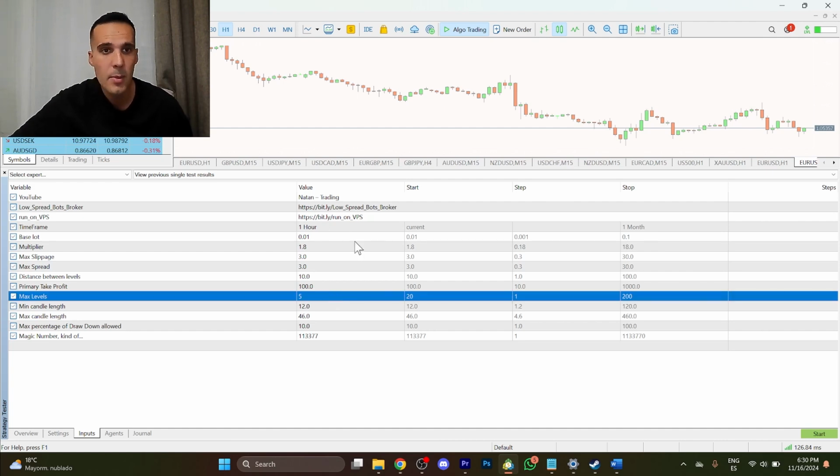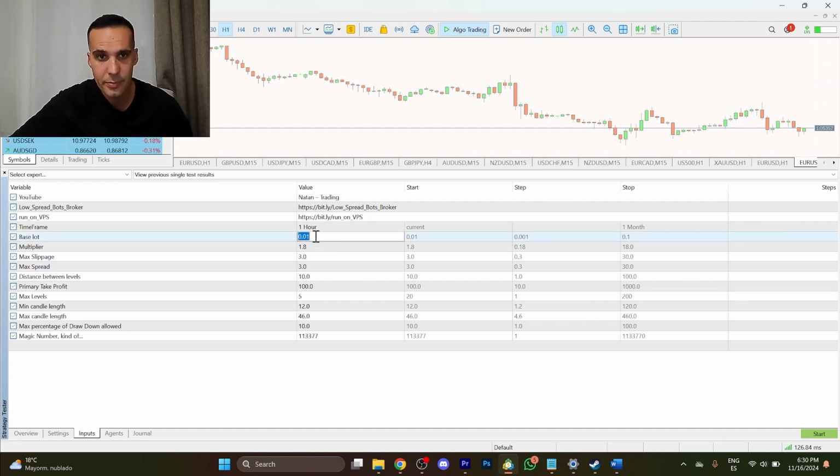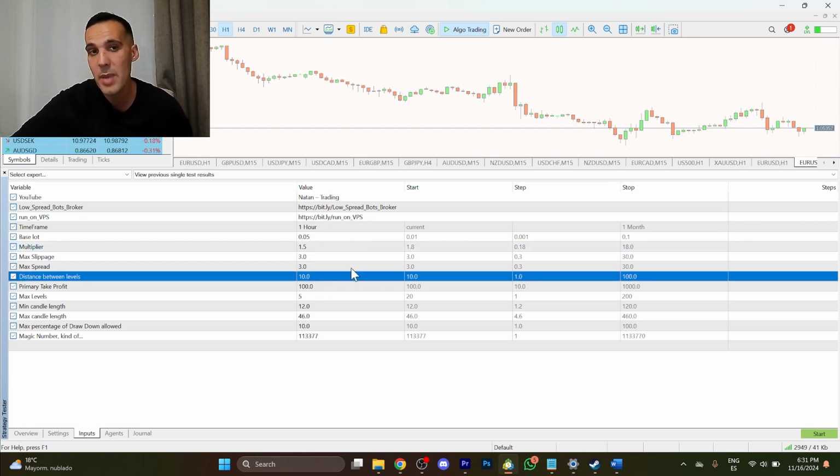And then maybe what you can try to do is increase your base lot a little bit and maybe try 0.05. And your multiplier, for example, you can try to adjust a little bit to 1.5. This may work, okay? This will be a lower risk profile.